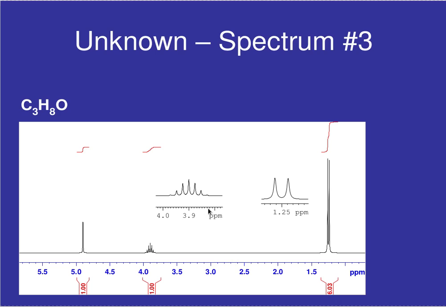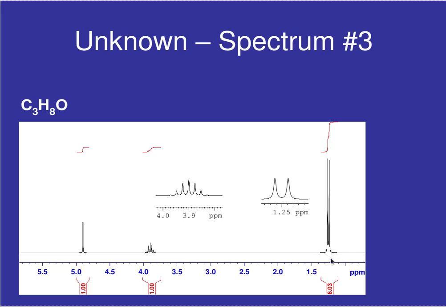Look carefully at the splitting. I've expanded it to try and see what splitting there is, and the CH is split into 1, 2, 3, 4, 5, 6, 7. It's a septet, which means that the CH has 6 neighbors. The only way the CH can have 6 neighbors is if it has a methyl group and another methyl group, 2 methyl groups attached to it. So immediately I can see that this is an isopropyl group. This is indicative of an isopropyl group.